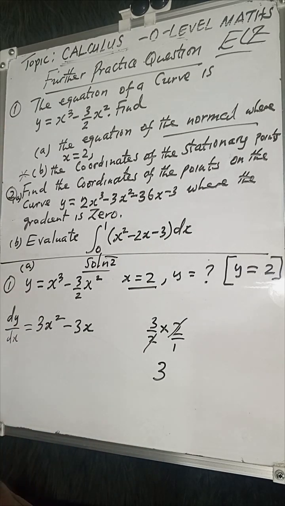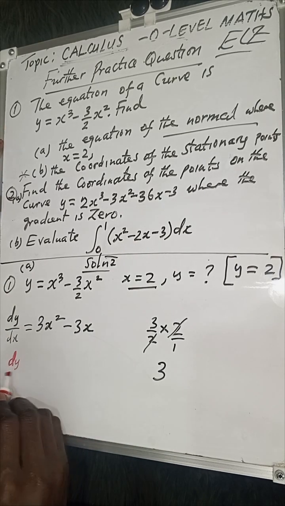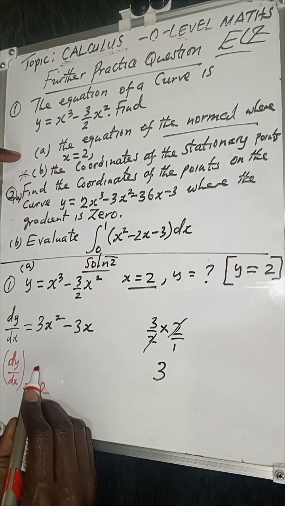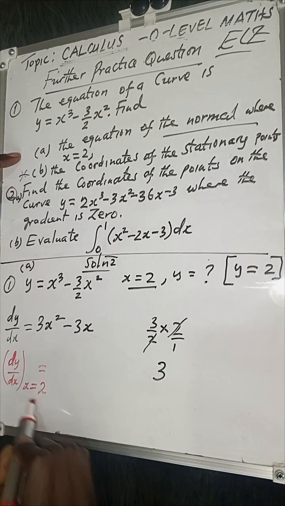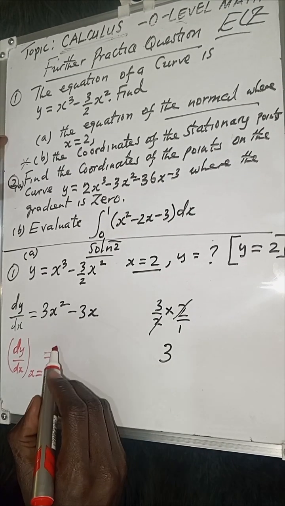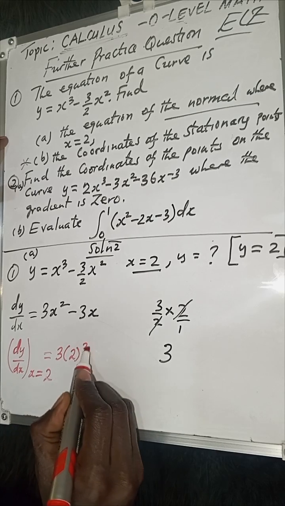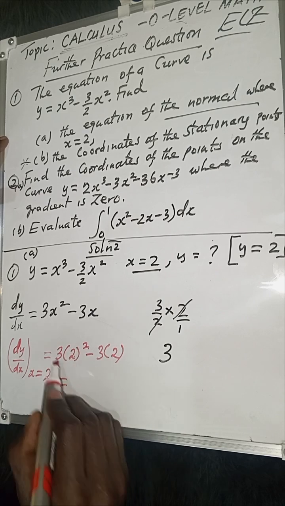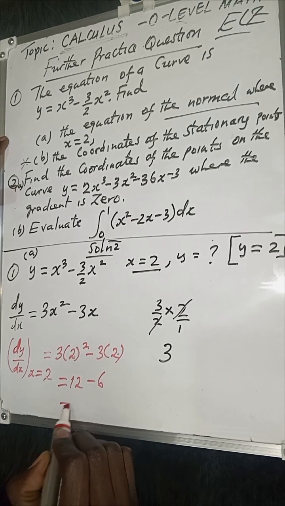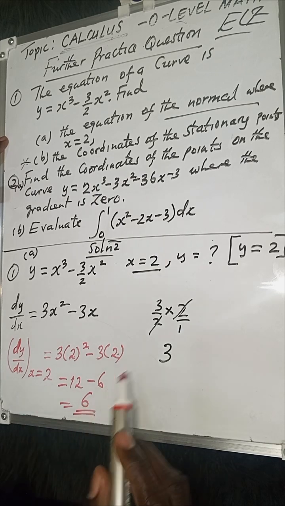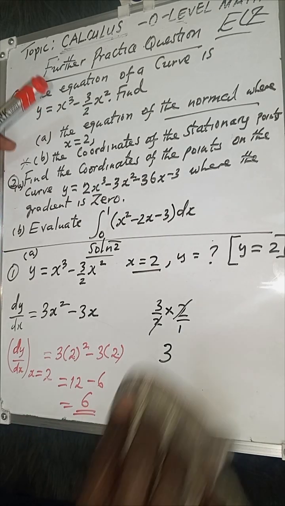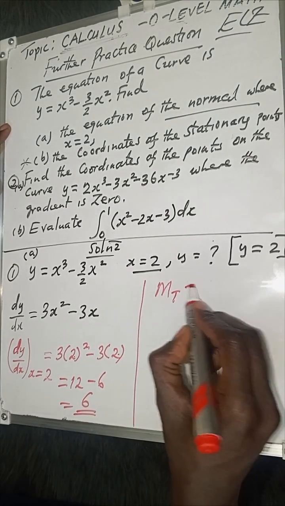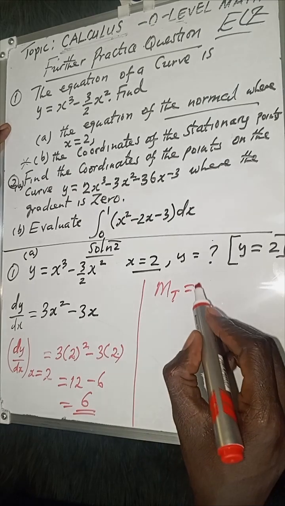Now remember, we need to find the gradient dy over dx when our x, what's the value of x? They told us x is equal to 2. So we want to know what is the gradient at this point when x is equal to 2. So it will be 3 multiplied by 2 raised to the power 2 minus 3 times 2. So that will be 2 raised to the power 2 is a 4 times 3, that's a 12, minus 6. So that will give us the gradient is 6. So this gradient that we have gotten is the gradient of the tangent. The first gradient you get is always for the tangent, 6.